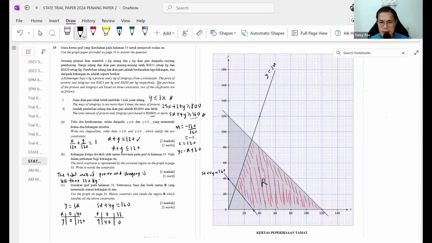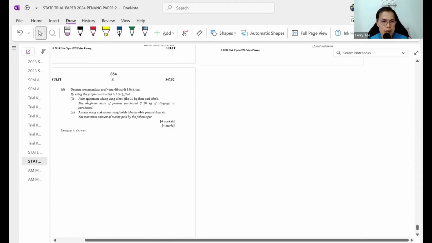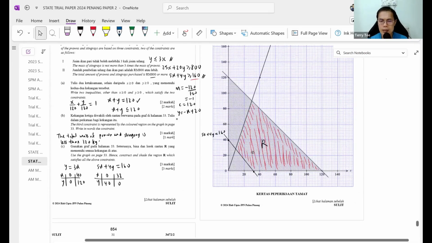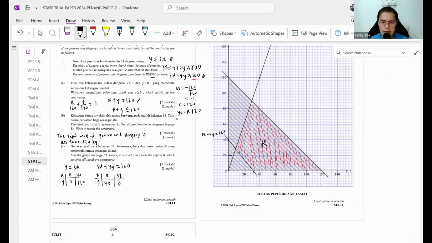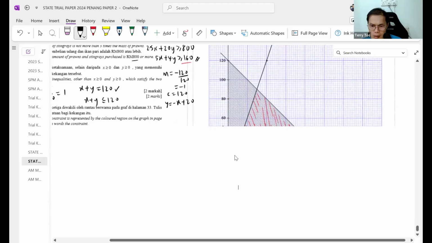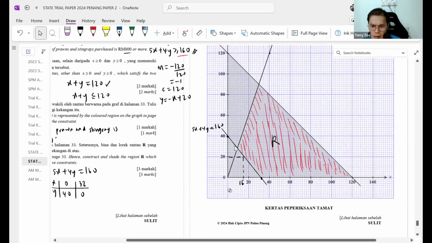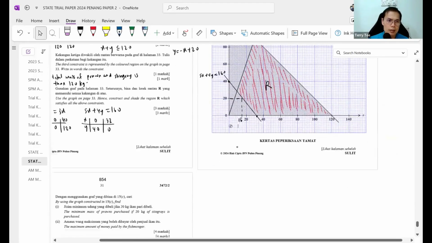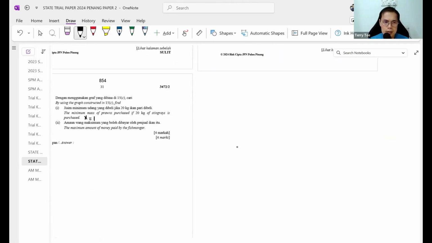Now, next, by using the graph, find the minimum mass of prawn purchased if 20 kg of stingray is purchased. Stingray is y. You're finding x. Y is 20. What is your x? Move it across, move it down. It looks like 16 or 17. Maybe my line is not very clear. Let me see once again. It's supposed to be 16. So I'll just take the minimum x as 16 kg.